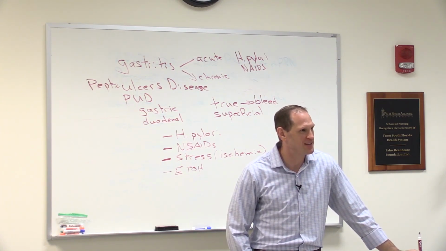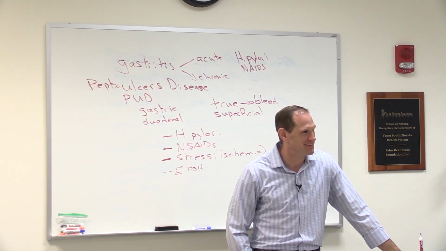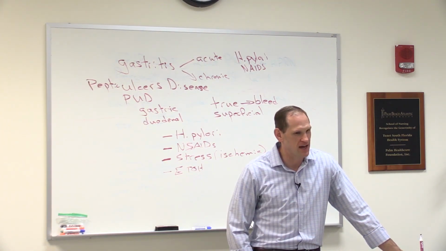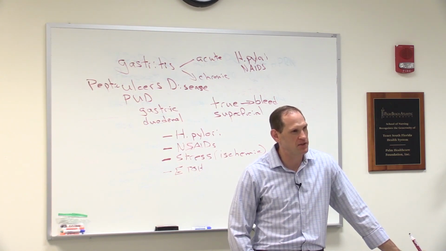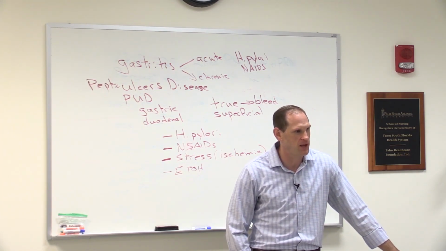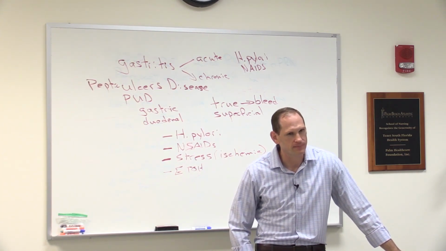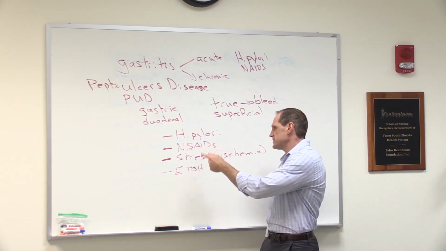Yeah, so that's for H. pylori, right? Yes. So if a person's got H. pylori, we're going to treat them with an antibiotic, a PPI, and possibly Pepto-Bismol. If the person's got NSAIDs, take them off it.